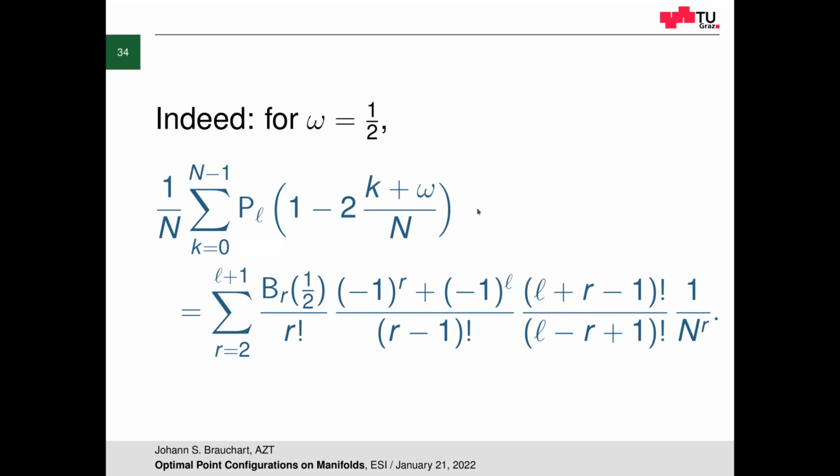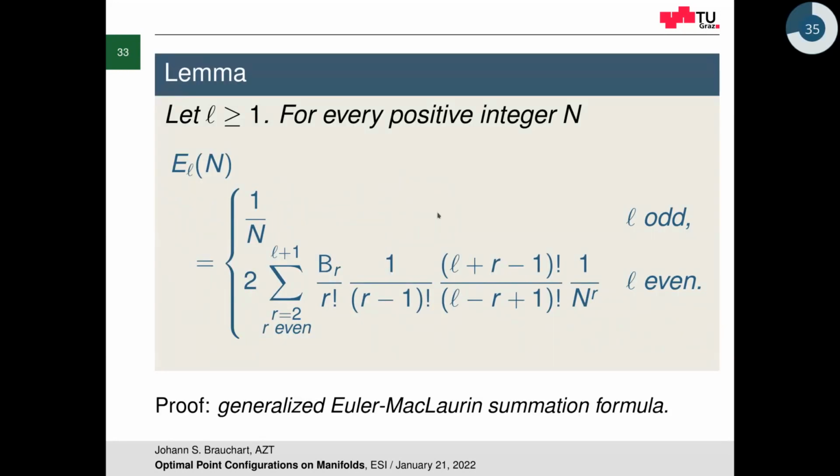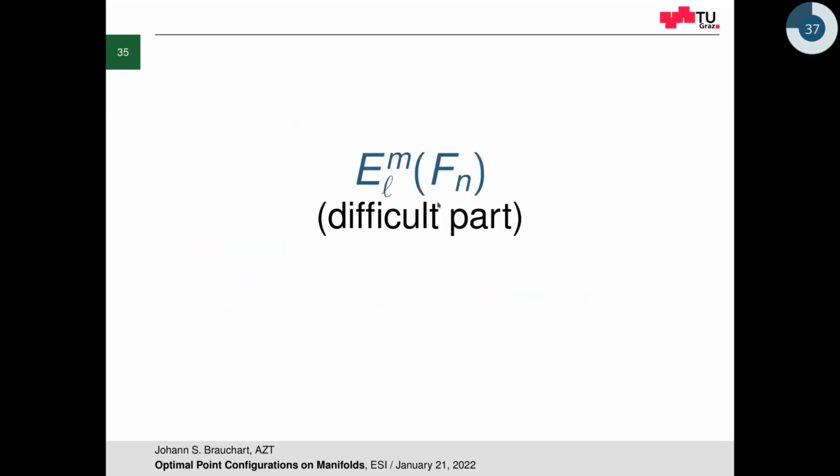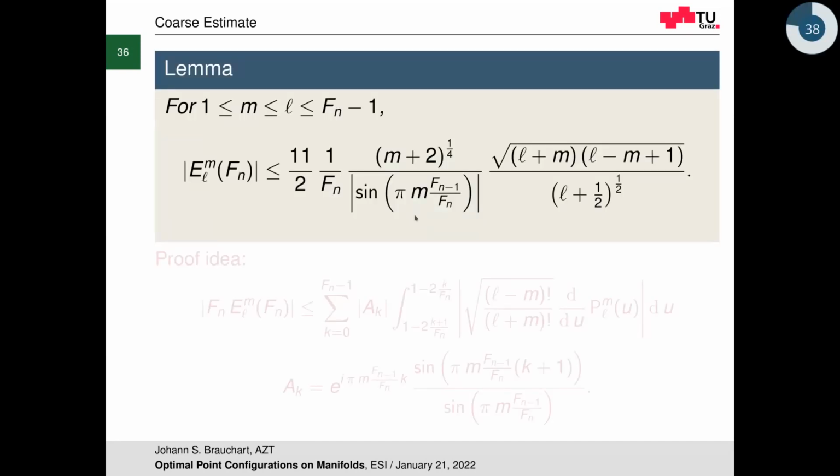Okay, and these formulas can be obtained not only for omega equal to 1 over 2, but for any value of omega between 0 and 1. And so I know what's going on for this contribution to the Weyl sum. Okay, what about the difficult part? This involves the associated Legendre polynomials. And this means, well, we can try to get the coarse estimate again.